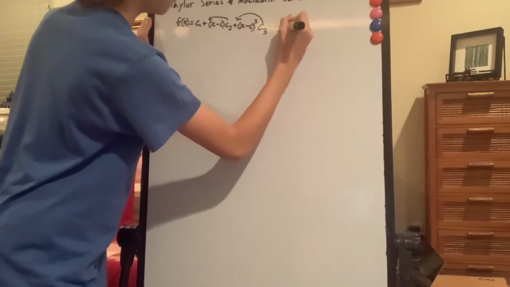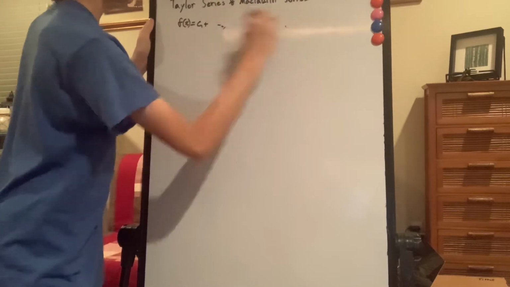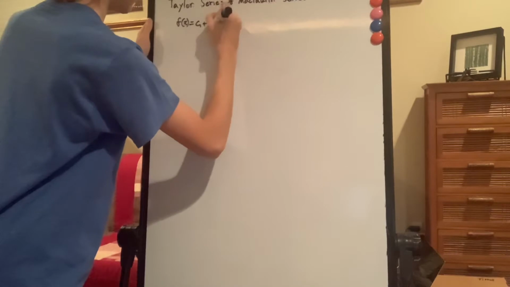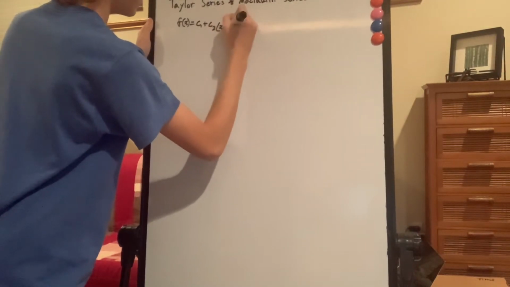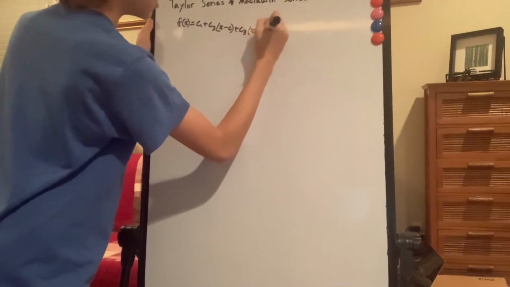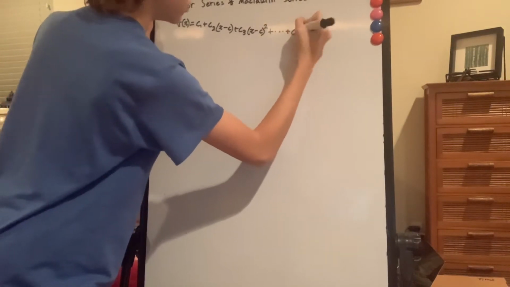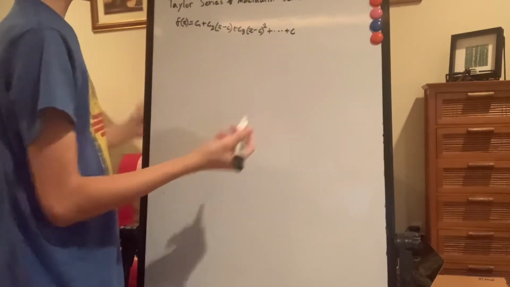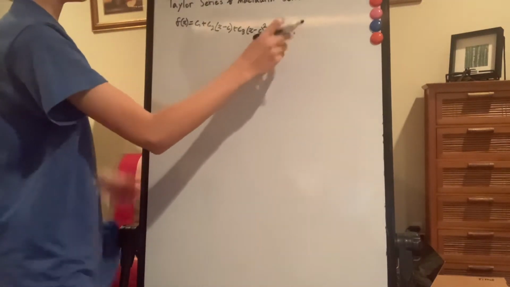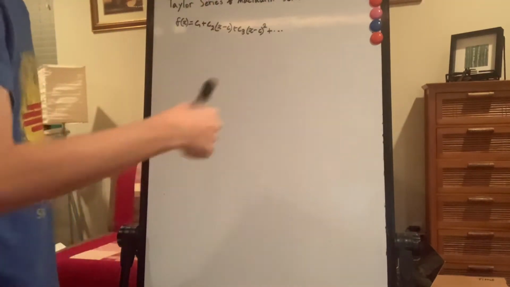And all the way to plus, I'm just going to rewrite this because it's really aggravating me. So just real quickly, plus c sub 2 times x minus c plus c sub 3 times x minus c squared, all the way to plus c sub, well, this is actually an infinite series, right? So we go up all the way into infinity, so it just goes on like this forever, okay?